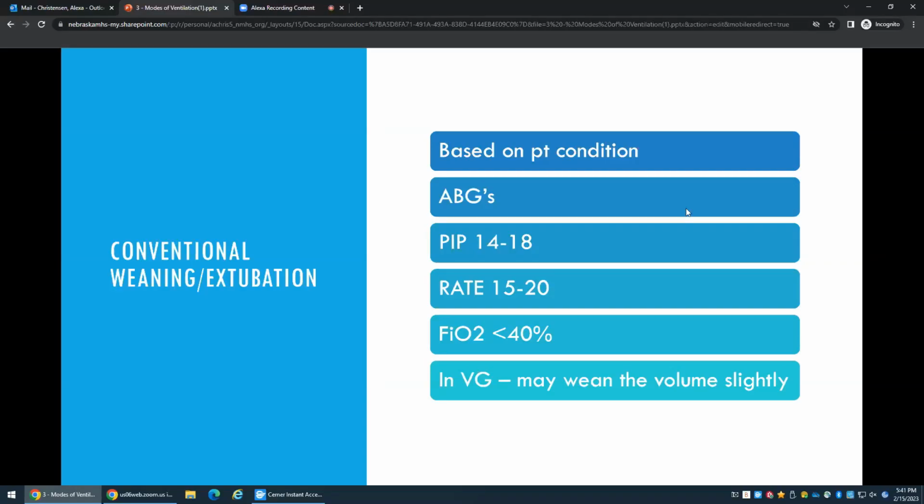We want their rate to be down, FiO2 to be down. In volume mode, we're not going to crazy wean that volume, because we always want our breaths to be 4 to 6 mils per kilogram. But if we're at 6 to 7 mils per kilogram, we might wean that tidal volume just a little bit to get it down before we would extubate.